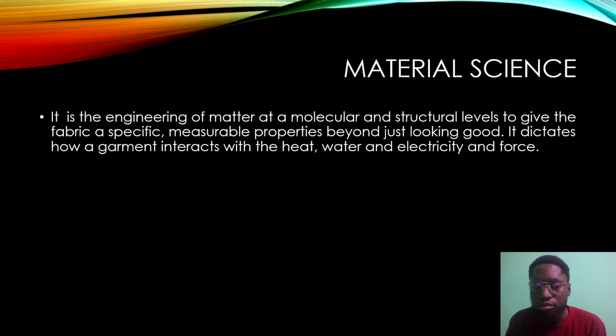What do you mean by material science? So material science is the engineering of matter at molecular and structural levels to give a fabric specific measurable properties beyond looking good. So it determines how a garment reacts to heat, water, electricity, and force. So material science is the study of properties and how to manipulate the structure to get the desired performance.